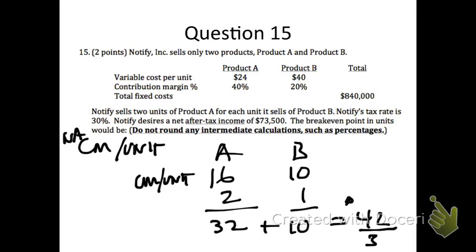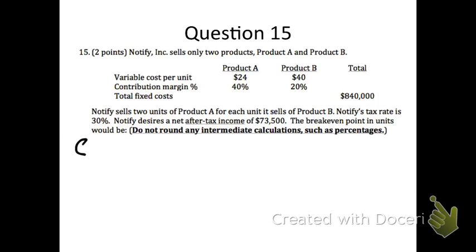And so in our basket we have 3 products. So if we want to do a contribution margin per unit, weighted average, this turns out to be $14 per unit. Weighted average contribution margin per unit is $14.